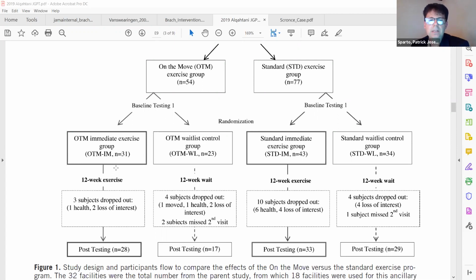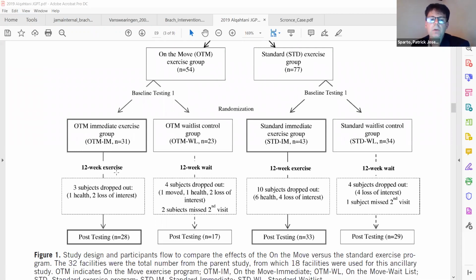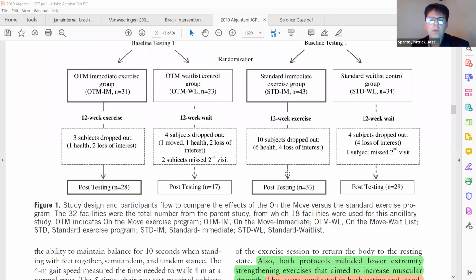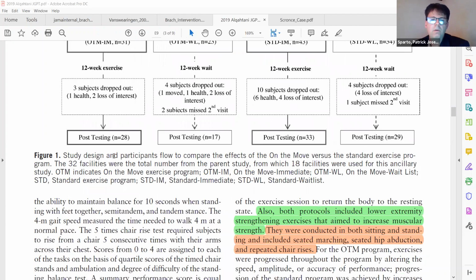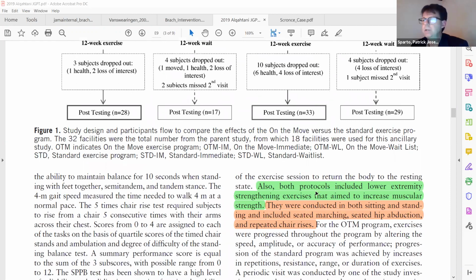In both cases, the intervention lasted 12 weeks, and we'll talk about that more. So you can see here, 12-week exercise, 12-week wait, and the same in the standard group. And then the final N, when we get to the results, is 28 in the on the move group immediate, 33 in the standard group immediate, and then a total of 46 in the waitlist control group.